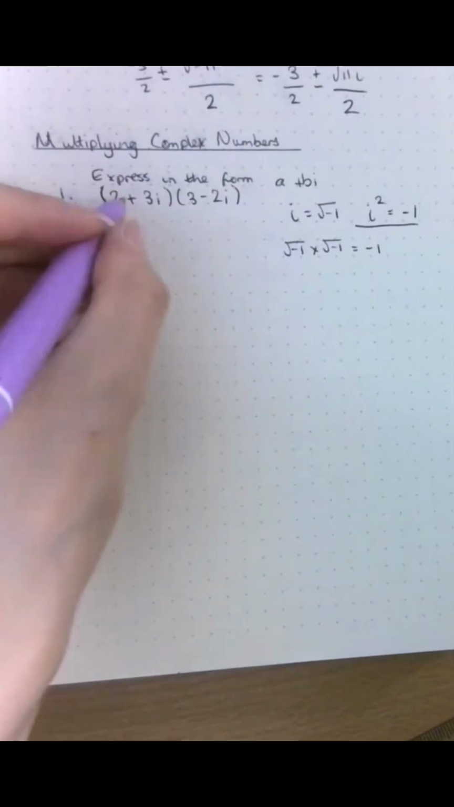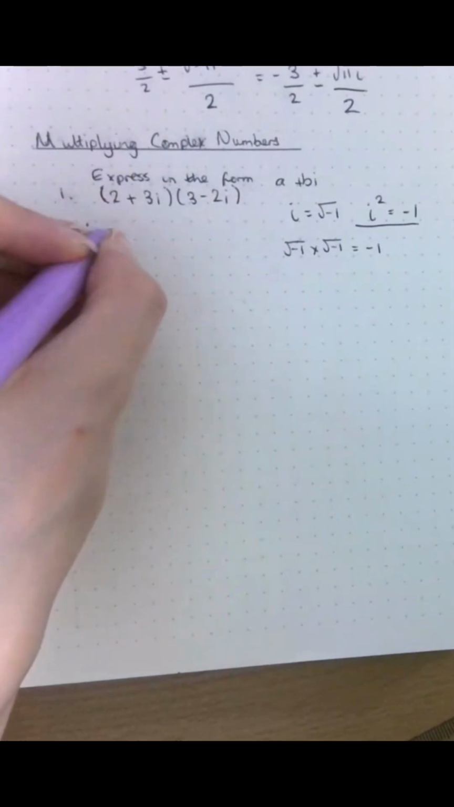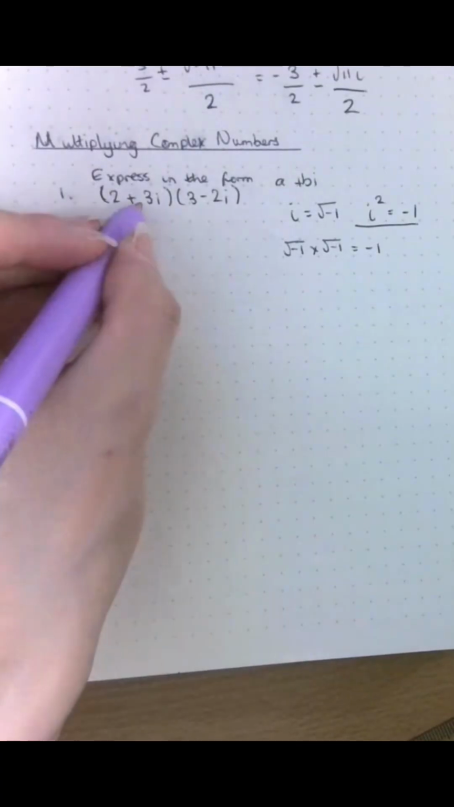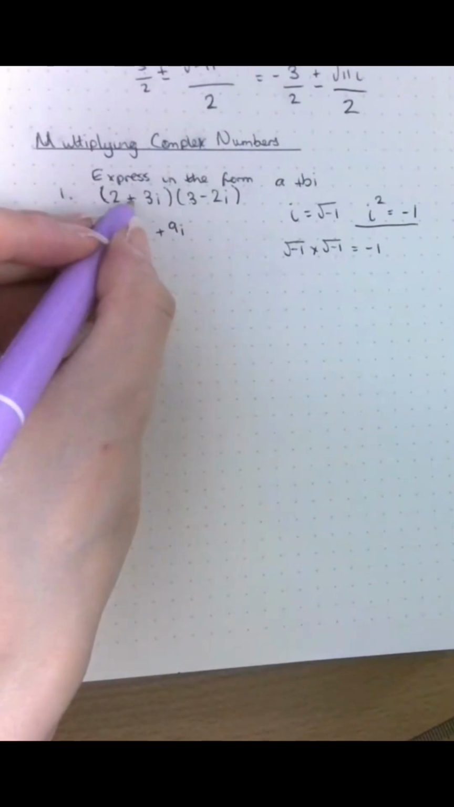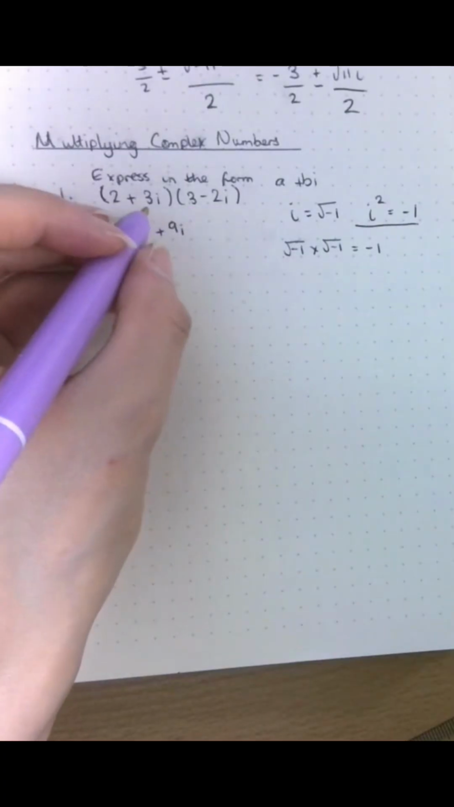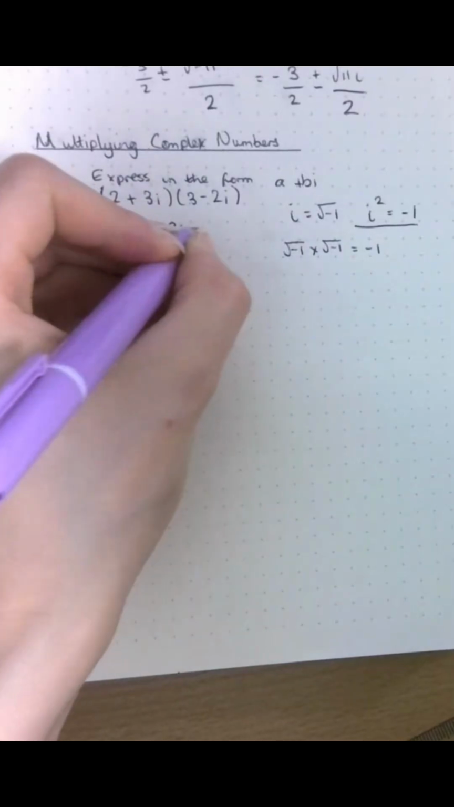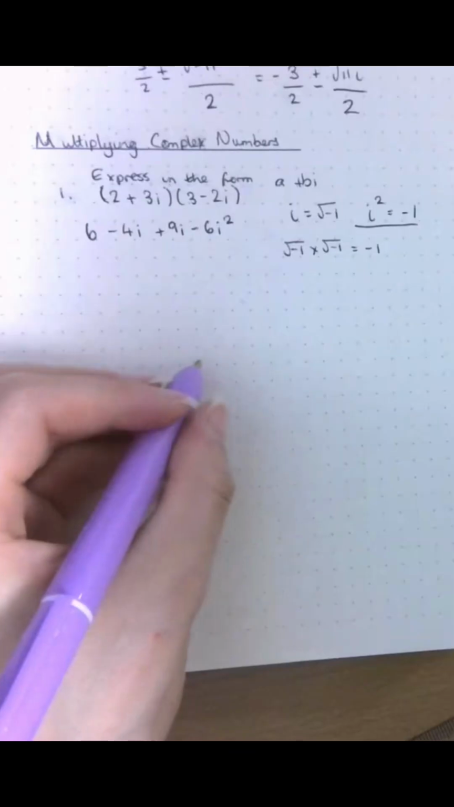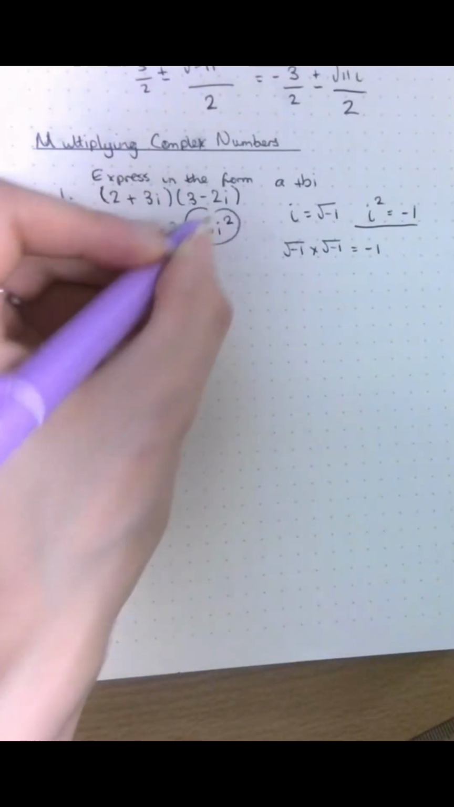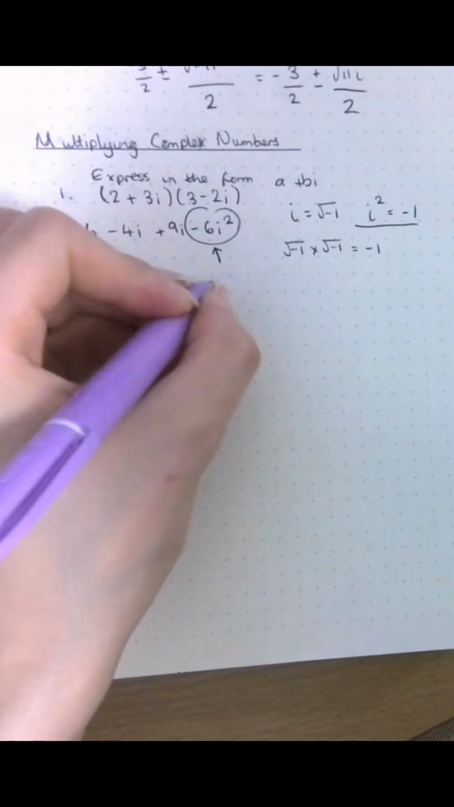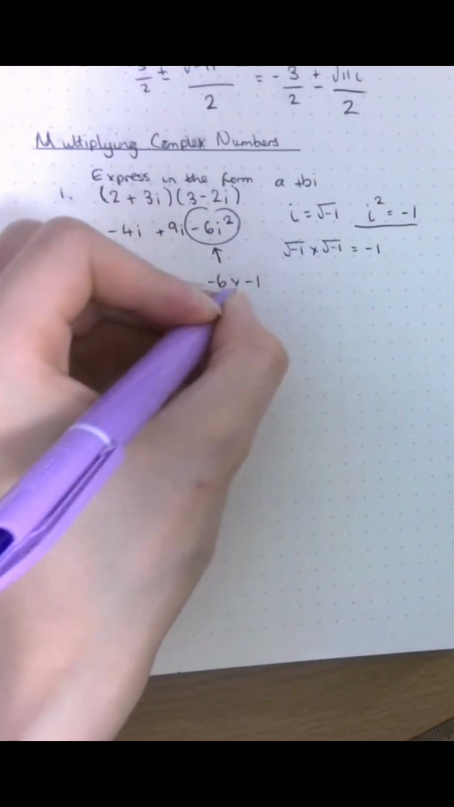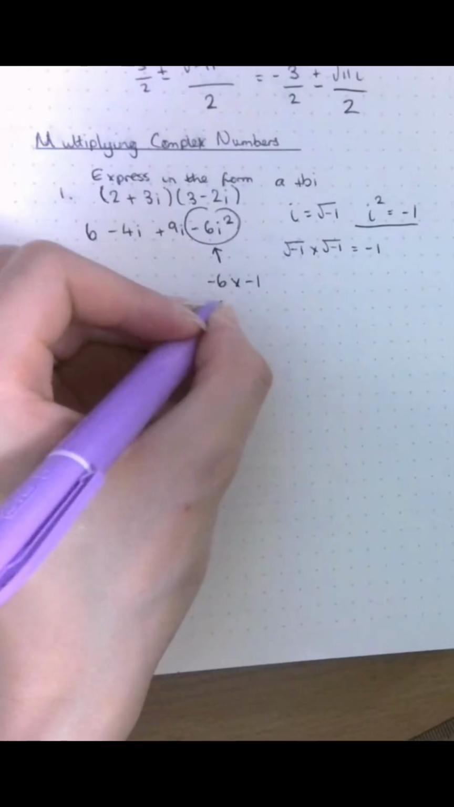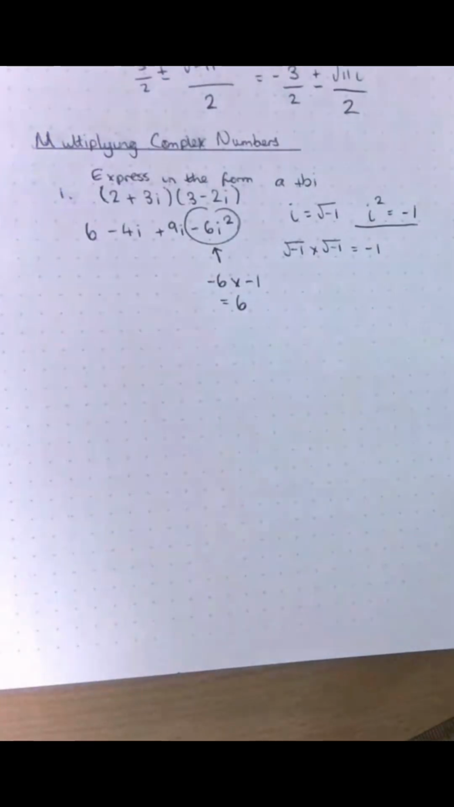So here, 2 times the 3 would get me 6. 2 times the minus 2i would get me minus 4i. Plus 3i multiplied by 3 will get us plus 9i. And then we have plus 3i times minus 2i. That is going to get us minus 6i squared. So let's have a look at this minus 6i squared here. So with the minus 6, and if we think about i squared, that's negative 1. So actually we have minus 6 times minus 1, which would actually get us plus 6 in the end there.